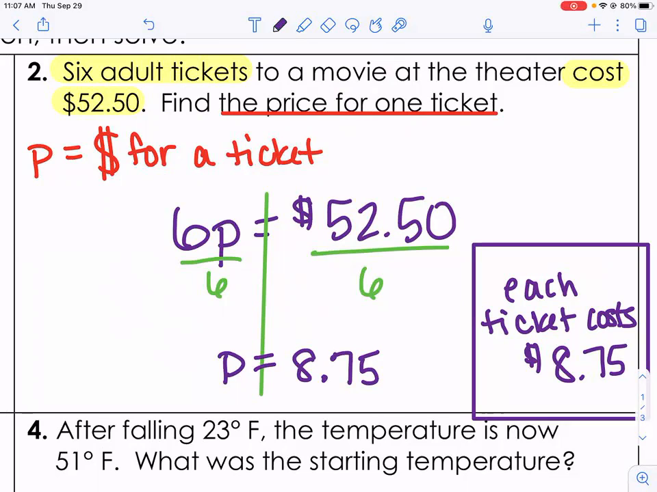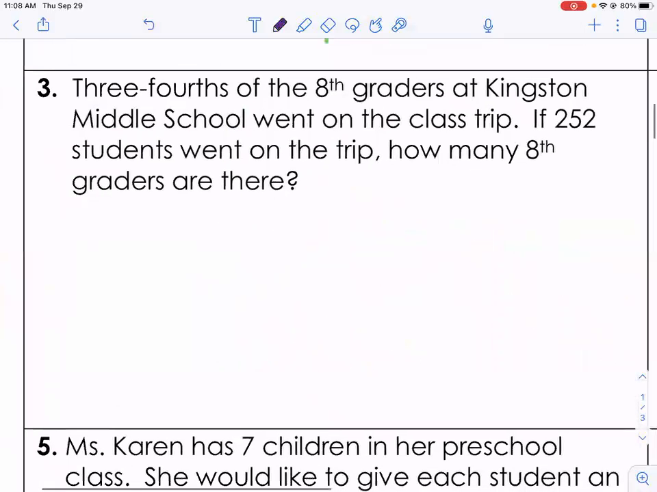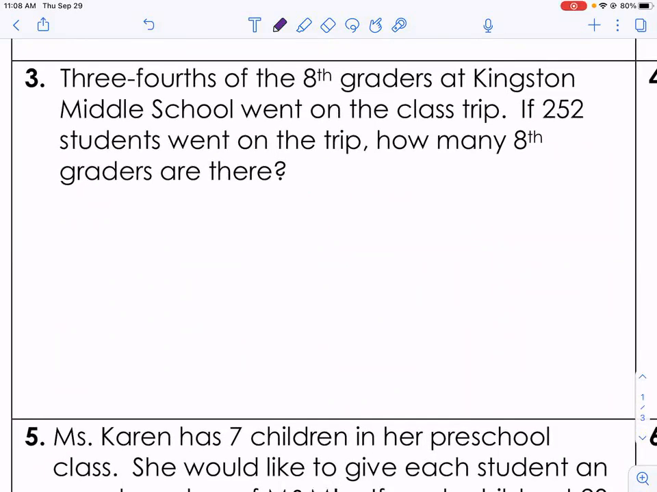Okay. Thumbs up, thumbs middle, thumbs down. How do you feel about those first two examples? Okay, so what I want you to do for example 3, I would like you to highlight the important information and define the variable and stop. Highlight, define the variable, stop.